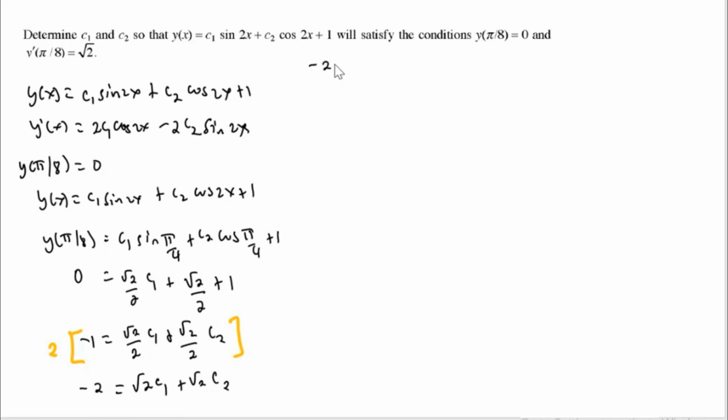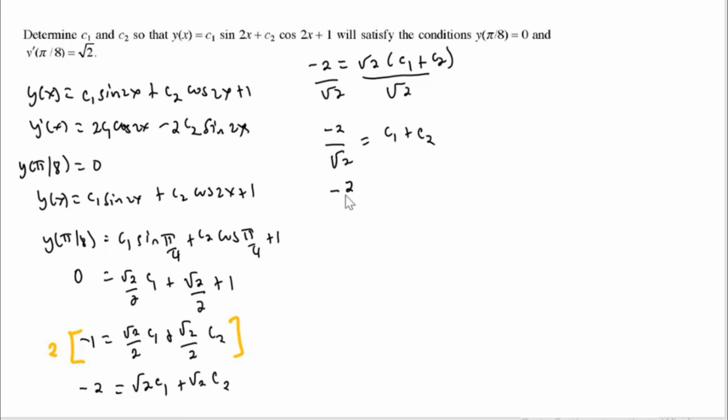We have negative 2 is equal to the square root of 2 times c sub 1 plus c sub 2. So after that, I will eliminate the square root of 2. So I divide both sides by the square root of 2. So we have now negative 2 over square root of 2 is equal to c sub 1 plus c sub 2. To simplify this further, I'm going to rationalize the left hand side.